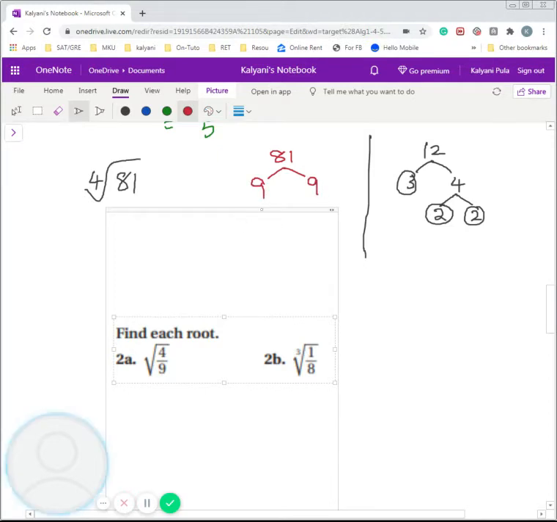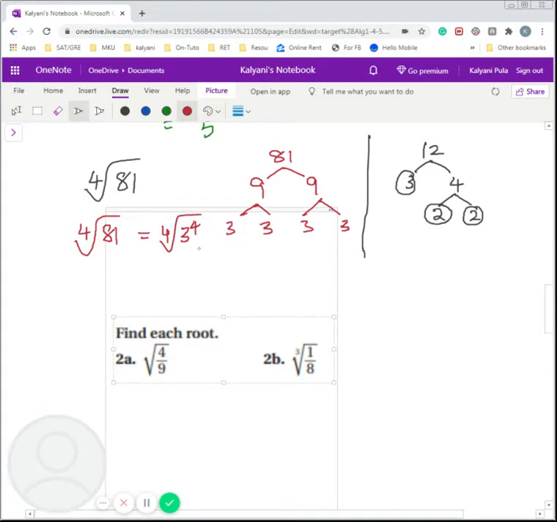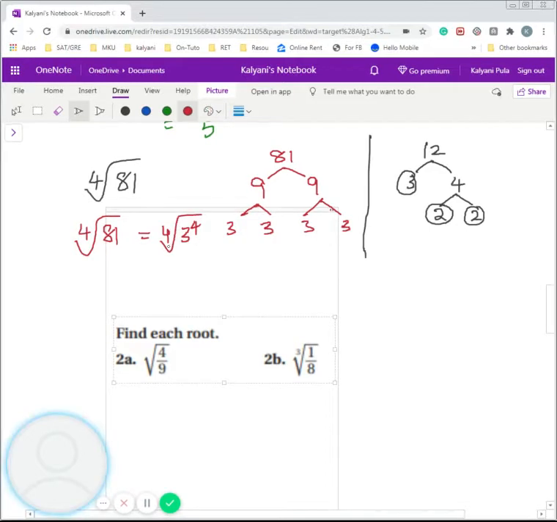Okay. And then 9, I can still break it down 3 times 3. So basically, 4th root of 81, I can write as 4th root of 3 to the 4th exponent. So I see that I have a 4th root, and I have 4 numbers like a group. So my answer is just 3. Okay, that's where it is.